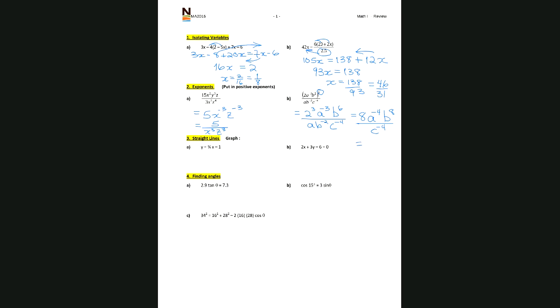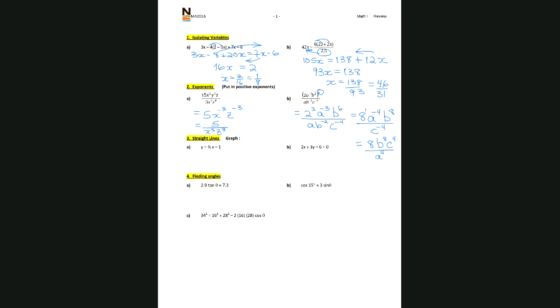Now if we put in positive exponent, the 8 stays in the numerator because that's already a positive exponent, exponent 1. b has a positive exponent, so that will stay as well in the numerator. Now the a has a negative exponent, so we'll put that one in the denominator, and c has a negative exponent, so put it back into the numerator.